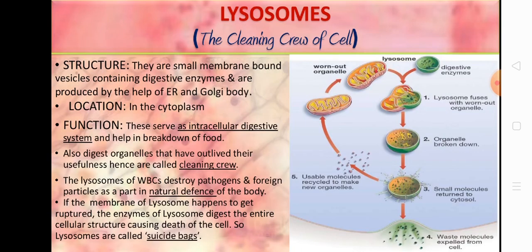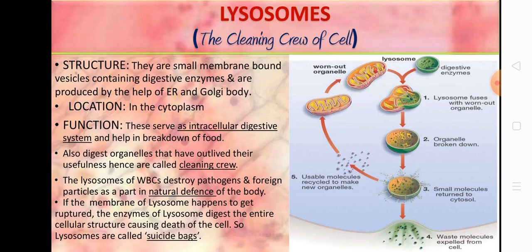Next up is lysosomes. Since we just mentioned lysosomes, why not discuss them now? Lysosomes are the cleaning crew of the cell. They are also called as suicide bags. They are also called as defense mechanism. They have multiple names because they have multiple functions. Now let's see what these are. These are very simple in the structure. They have a simple membrane bound structure.